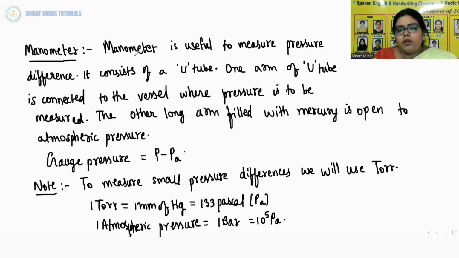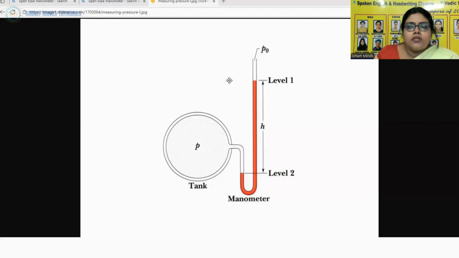You can note one point over here. To measure small pressure differences, we use torr. 1 torr is 1 mm of mercury, that is 133 Pascal. And 1 atmospheric pressure is approximately equal to 1 bar, that is 10 to the power 5 Pascal. You can see this is the open tube manometer.